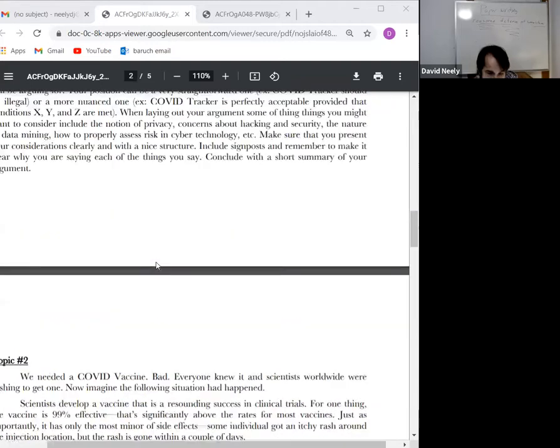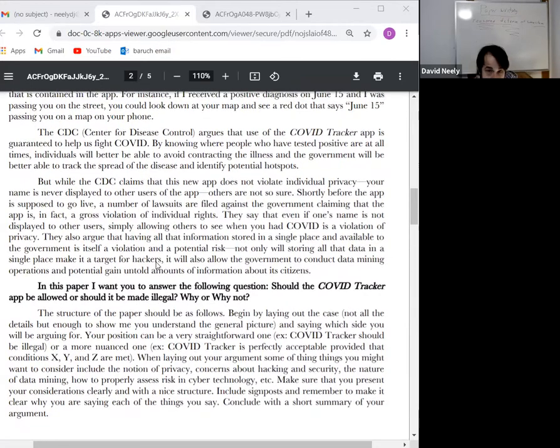This first one is, imagine that the government mandates a COVID tracker app that you have to download to your phone, and you have to plug in your most recent COVID test. You have to say when you've had COVID, and then anyone looking at the app can see if anyone who's had a positive test is near them at that moment. The question is, should this app be allowed, or should it be made illegal?